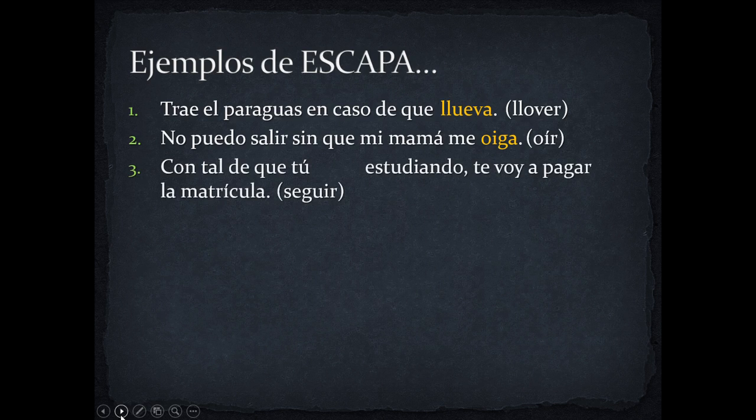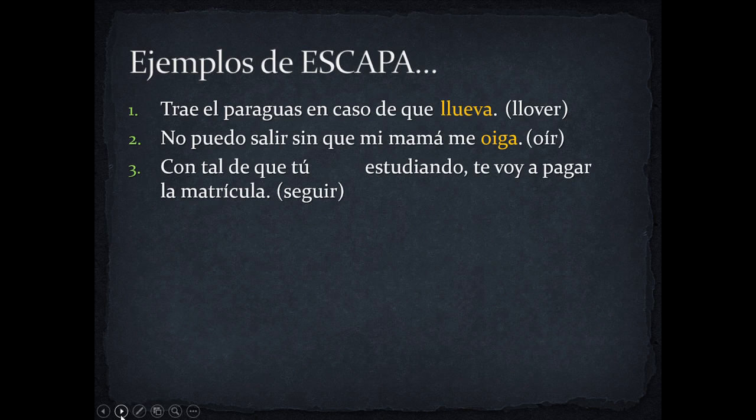Muy bien. Número 3. Con tal de que tú blank estudiando, te voy a pagar la matrícula. ¿Qué significa con tal de que? What does that mean? Well, the C of escapa, con tal de que, means as long as. And then in parentheses, we have the verb seguir, which means to continue or to keep on. So, con tal de que tú, what are we trying to say here? As long as you continue studying, te voy a pagar la matrícula. Matrícula is the word for tuition. So as long as you continue studying, I'm going to pay your tuition.